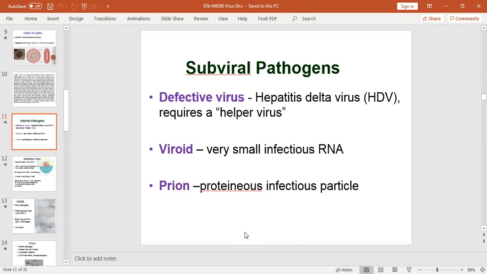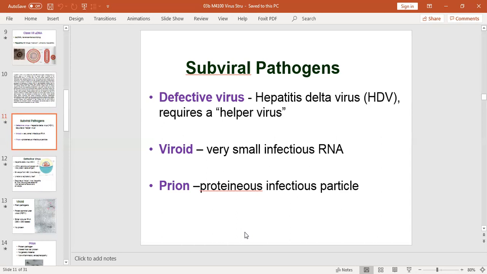Defective virus such as hepatitis delta virus. Make sure you don't mistake it for hepatitis D virus. It's hepatitis delta virus, HDV. By itself, it cannot cause an infection. In order for a fulminant infection, defective virus requires a helper virus.